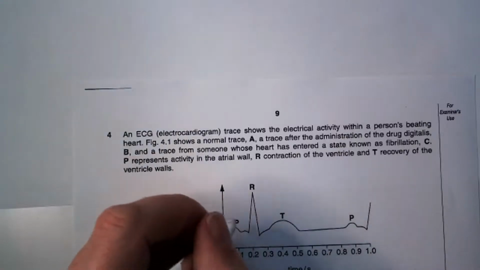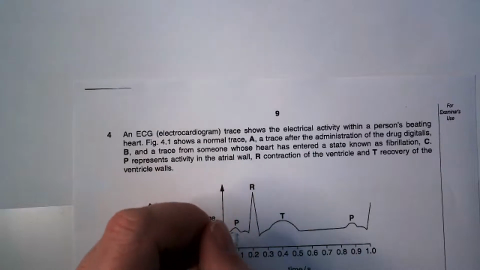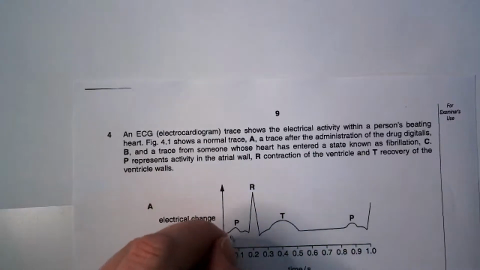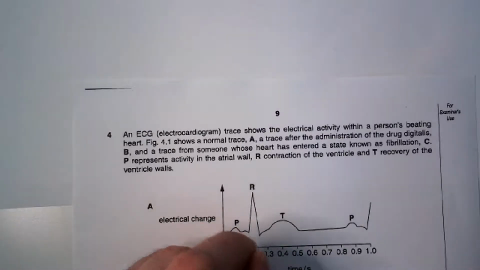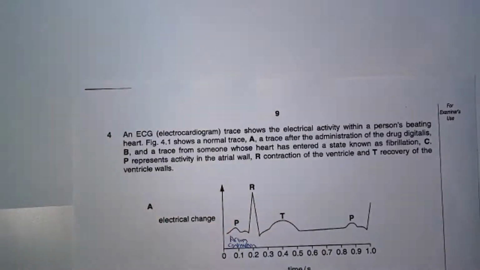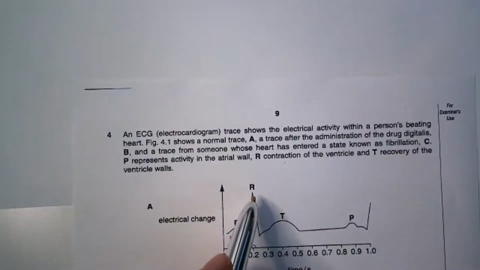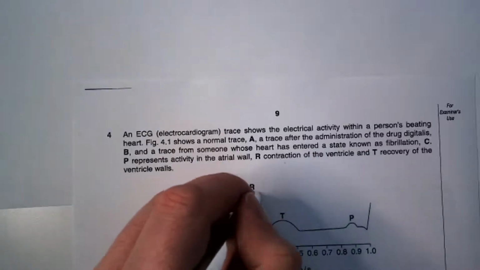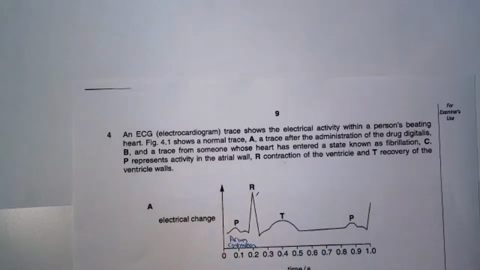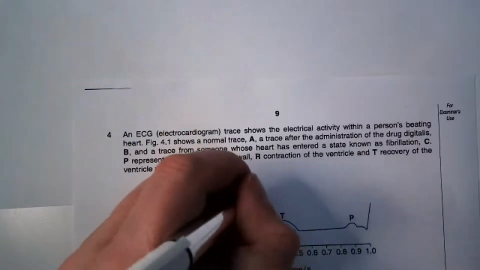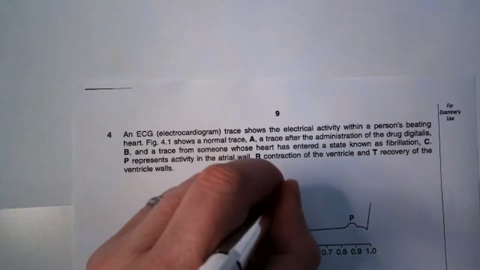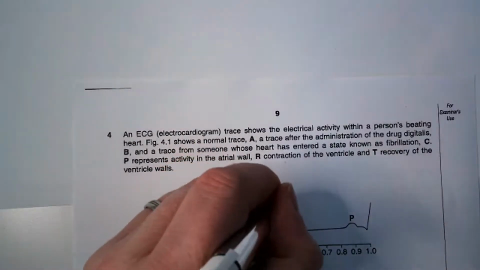So P is atrial depolarization. So that's when the atrium are contracting. The wave of excitation will pass across the atria and cause the atrium to contract. R is ventricular depolarization. So that is when the electrical impulse is passing over the muscle walls of the ventricles, causing the ventricles to contract.